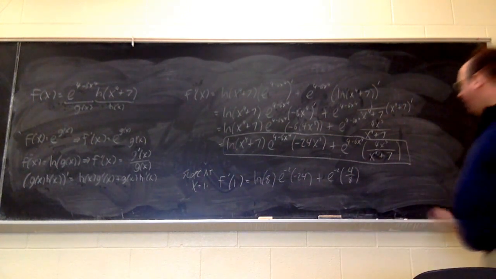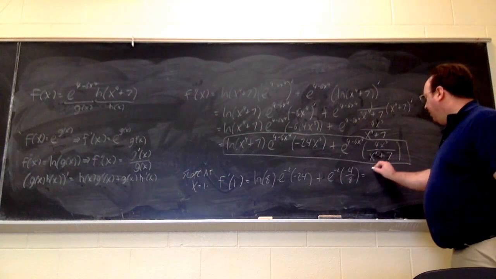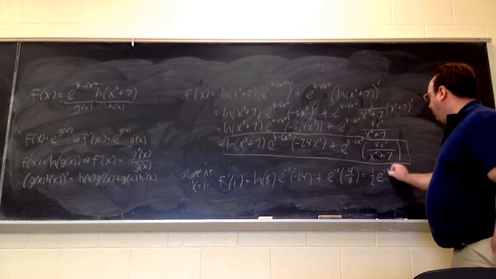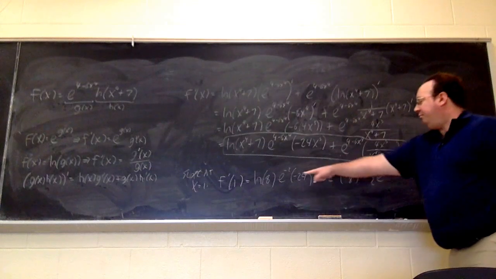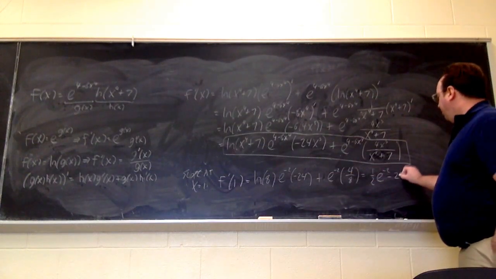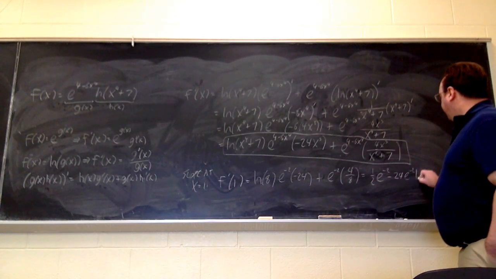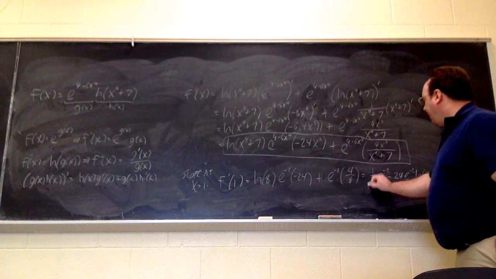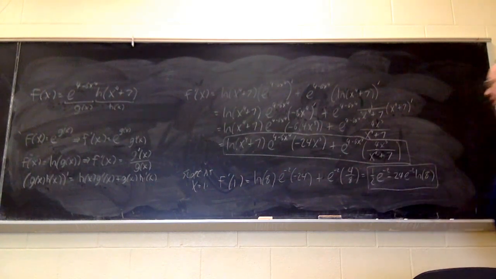So now, if I simplify this, I have 1/2 e to the minus 2 from the second term, and then I have minus 24 e to the minus 2 times the natural log of 8. So that is the value of the derivative at x equals 1, so that's the slope of the tangent line to f of x at x equals 1.